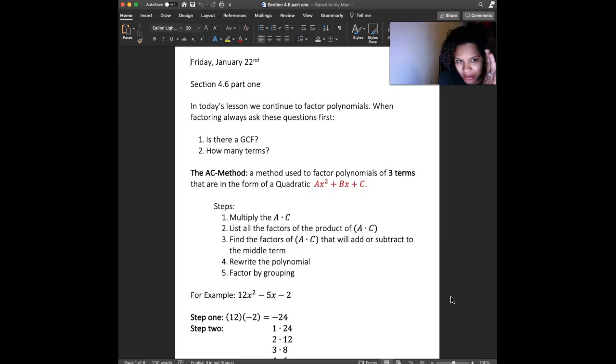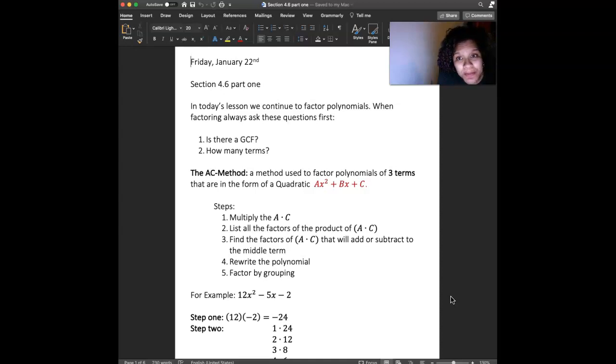Always, before any method, the first thing you always ask is if there's a GCF. If there's a GCF, you take the GCF out, and then you ask how many terms you have left. If there's no GCF, then you go directly and ask the question, how many terms? The number of terms tells you which method to use. So far, we know how to take the GCF out, and we know that when we have 4 terms, we use the grouping method.